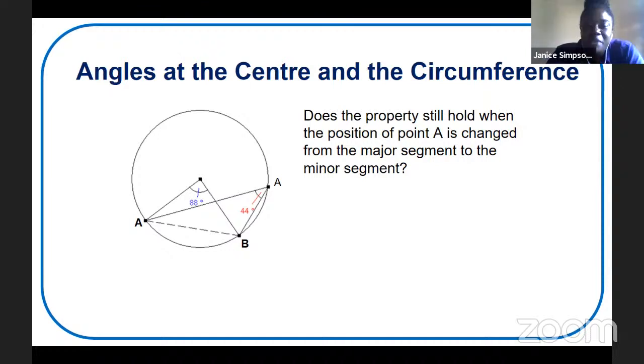All right. So let me know then, if we were to put the point A into the minor segment, what would be the measure of angle A? It's now changed and we have placed it in the same, standing on the same arc or chord, and it is now in the minor segment. So what is the measure of angle A? They're still holding that yes, miss, it will still remain 44. I hear 44.